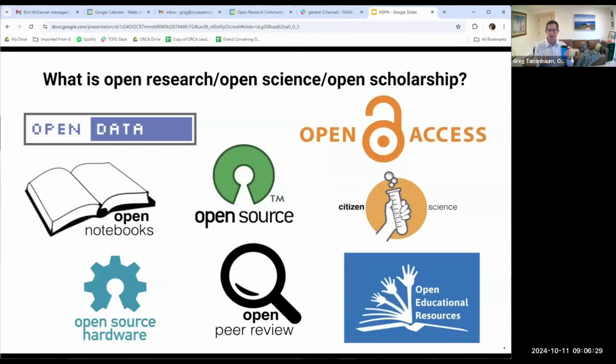But when we think about open science, it's really an encompassing term that is meant to describe both research processes and outcomes that are more inclusive and efficient, transparent, and trustworthy than how science is traditionally conducted and how it's traditionally disseminated. And we'll talk about the ramifications of that as we go along.